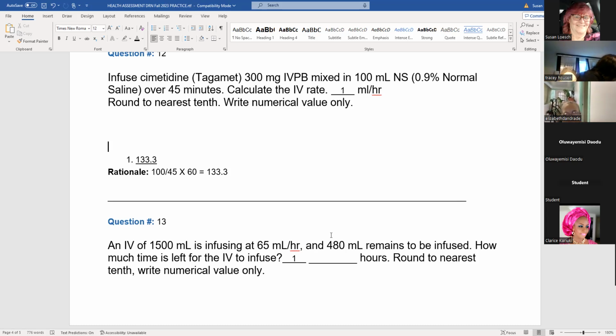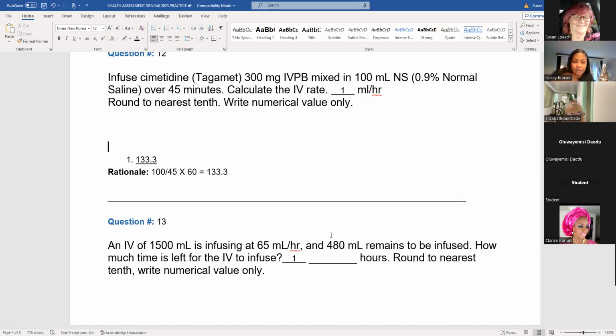So that's 23. All right, so what did y'all get? 21? Was it 21 mL an hour? No. First of all, I'm not asking for mL per hour. I'm asking what time is left. Time remaining. How much time is left for the IV to infuse? So how do you set this up?